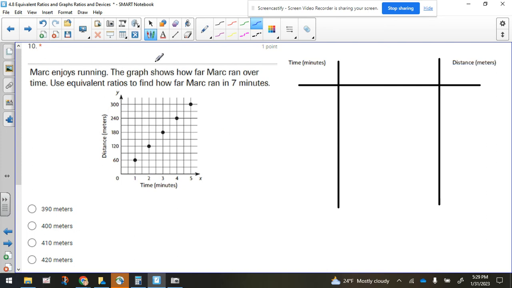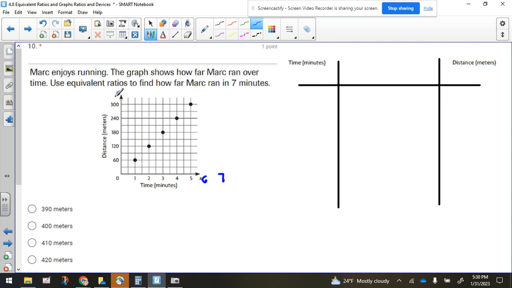Mark enjoys running. The graph shows how far Mark ran over time. Use equivalent ratios to find how far Mark ran in 7 minutes. So do you see how here they have 1, 2, 3, 4, 5, and then we could kind of visualize a 6 and a 7 over here. And you may be able to tell that the dot would be over here somewhere.